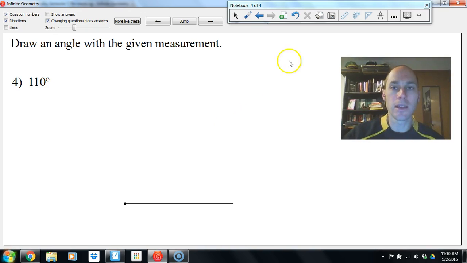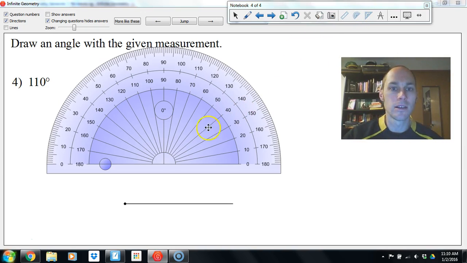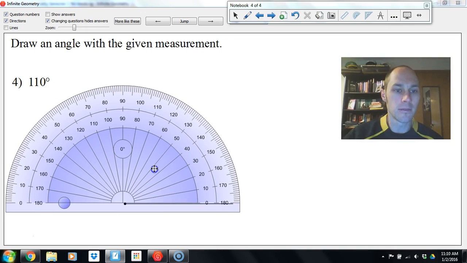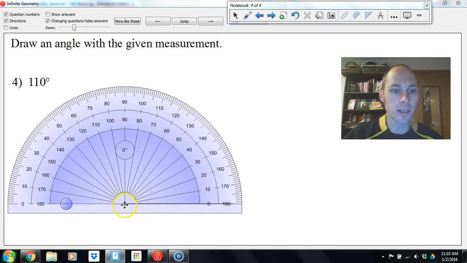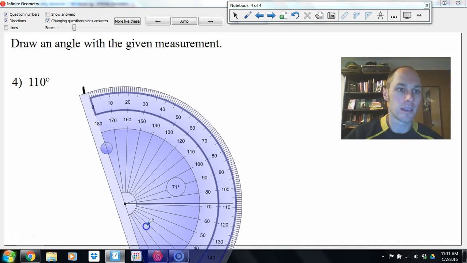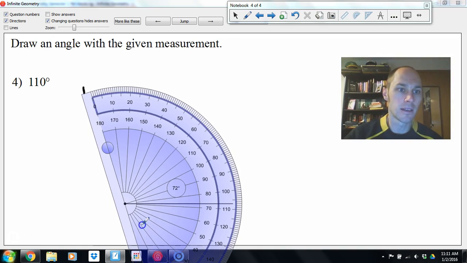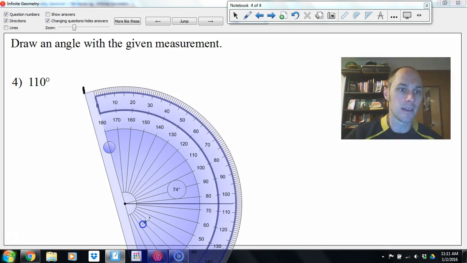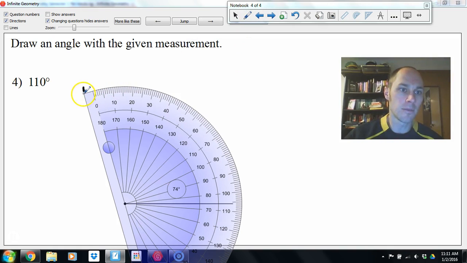Next, we want to draw an angle with the given measurement. So we'll take out our protractor again. Make sure to line it up, this point on the vertex. Line the line up at 0. And then we want 110. So this is going to be an obtuse angle. So I don't want this 110 because that'll be acute. So I line it up right here. And I can line up my line and then mark the angle.